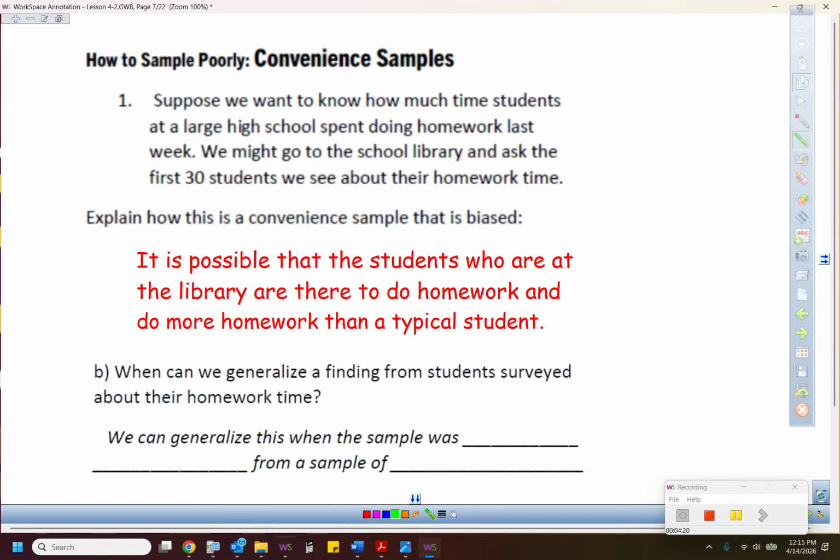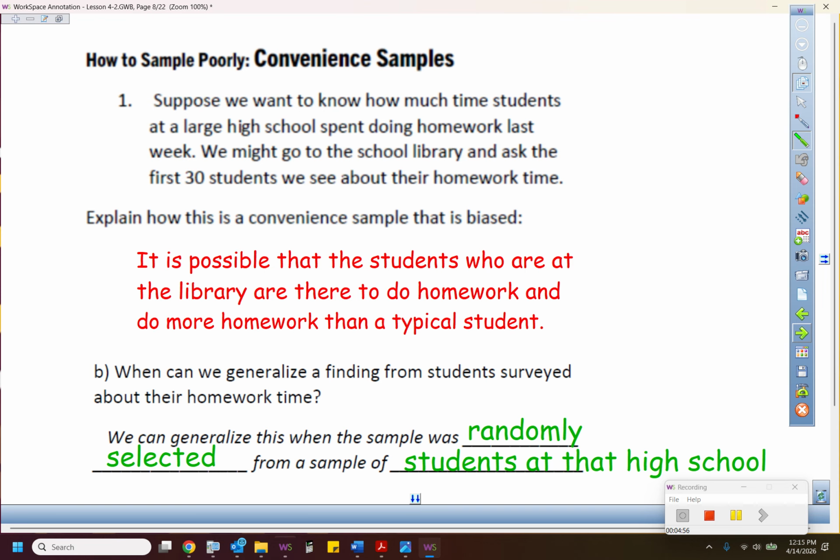What would be better? How could we find a better way to generalize it? Guess what kind of sample we need? A random sample of all the kids in the high school, right? We need to just randomly select students at a high school. It's not easy to do, but you'd have to have a list of, if there's 1,000 kids at this school, all 1,000 of them, and number them, and let a random number generator select 30 of them. That would be a fairer job of picking 30 people to represent the school than just picking a bunch of people who are in the library. That's called a convenience sample.